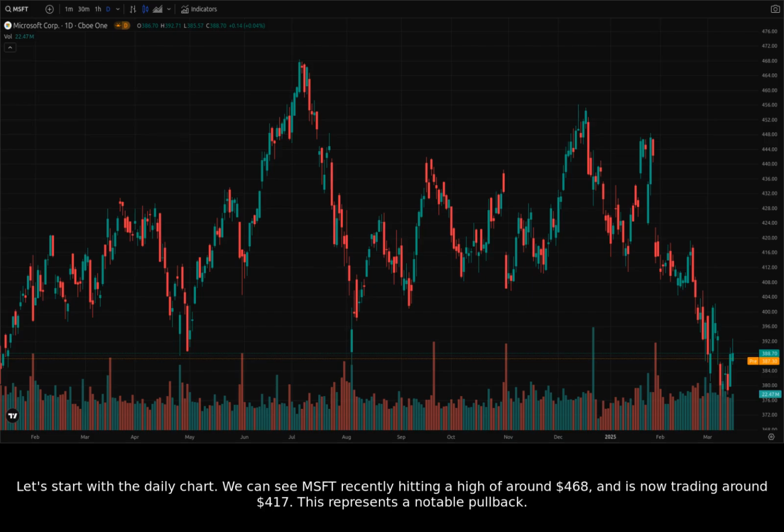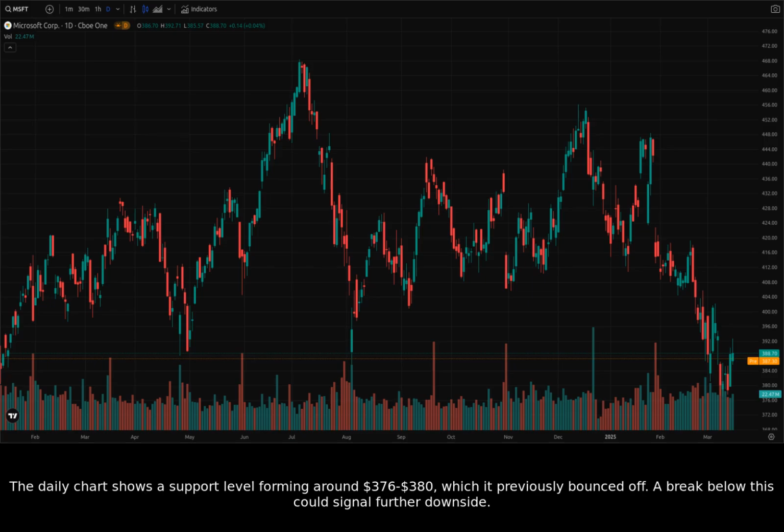Let's start with the daily chart. We can see Microsoft recently hitting a high of around $468 and is now trading around $417. This represents a notable pullback. The daily chart shows a support level forming around $376 to $380, which it previously bounced off. A break below this could signal further downside.